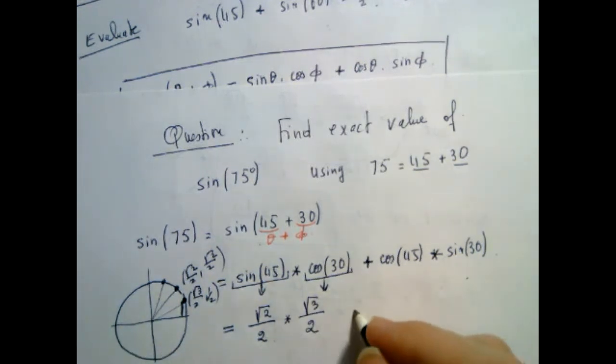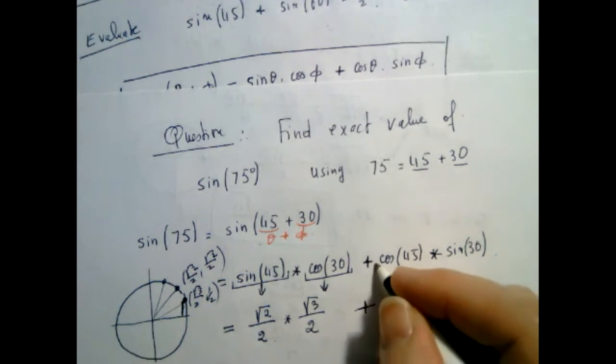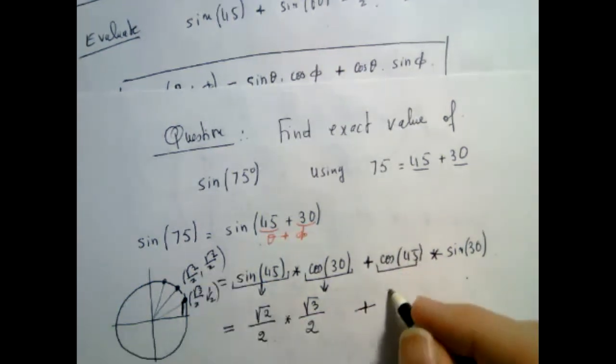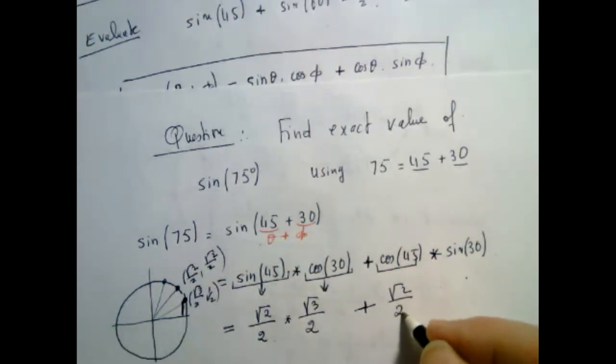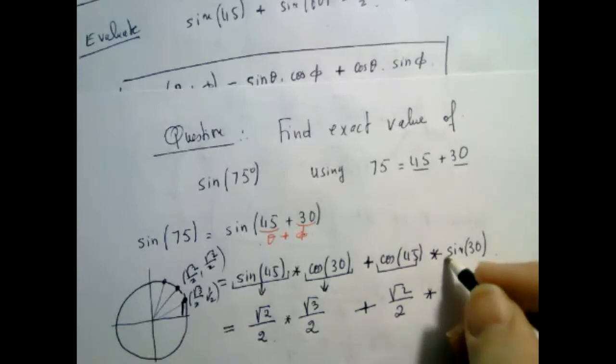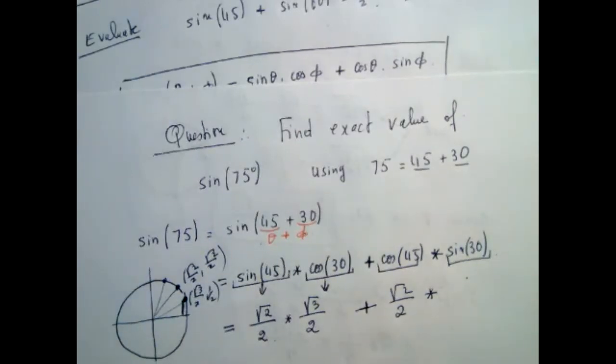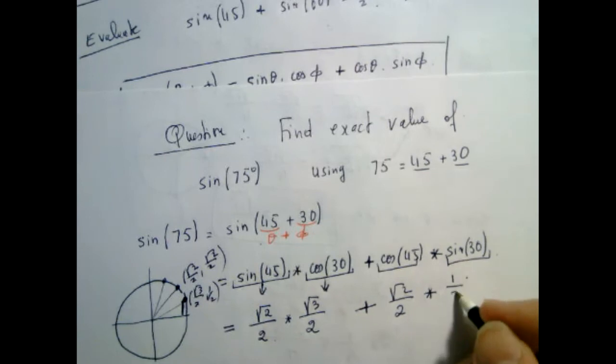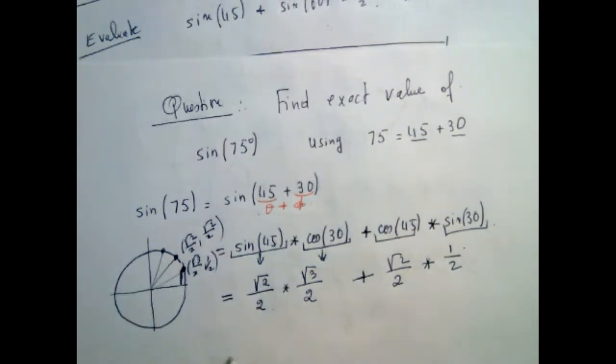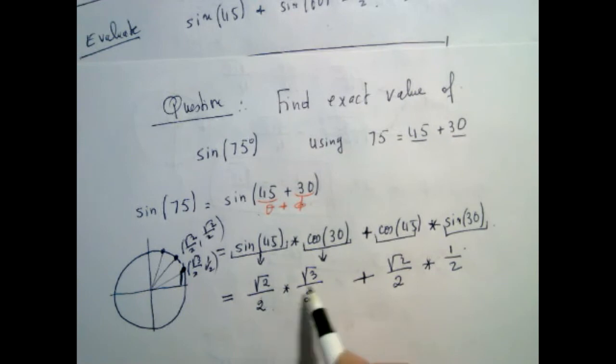Plus, cosine of 45 is also the square root of 2 over 2, times the sine of 30, which is 1/2. Okay, so that's the unit circle we're using. So finally, what do I get? We're going to simplify a little bit. So I'm really getting the exact value here. Now, okay, what do I get?